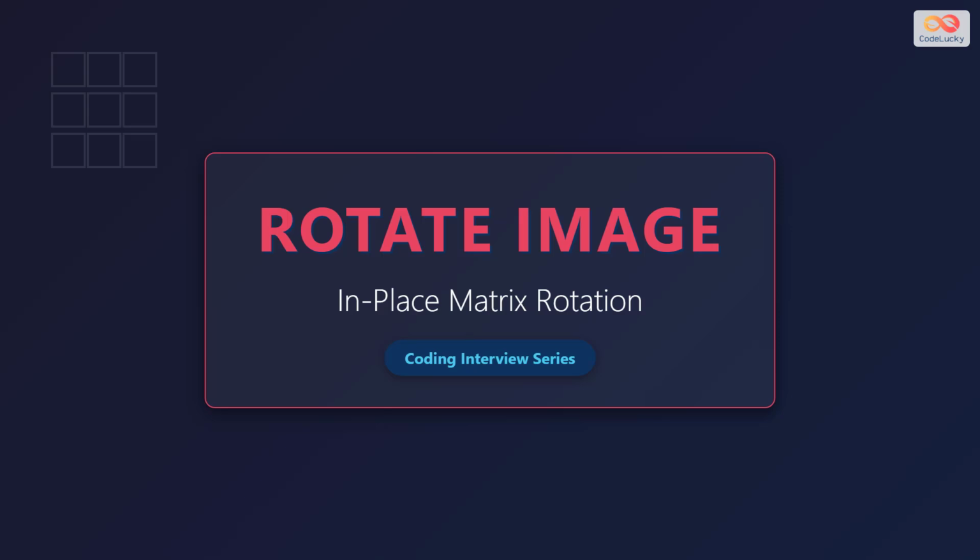Today, we are tackling a very popular problem often asked in technical interviews, rotating a matrix by 90 degrees. We will focus specifically on how to do this in place, which is the optimal way to solve it.